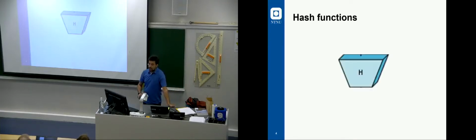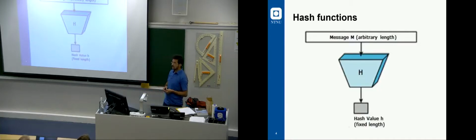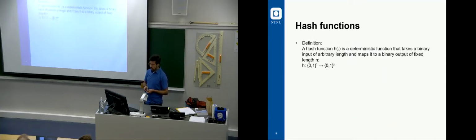Starting with hash functions, it is actually a function that takes input. That input can be of any length, arbitrary input, and it gives us a fixed size output. This hash function is called a deterministic function. That means it will always have the same output on a given input. So here's the definition.